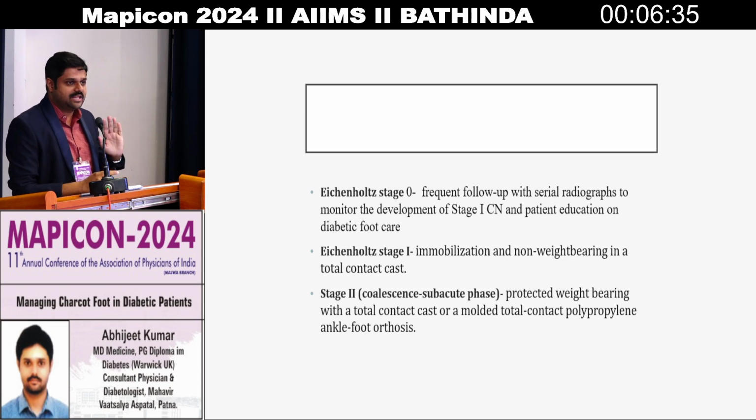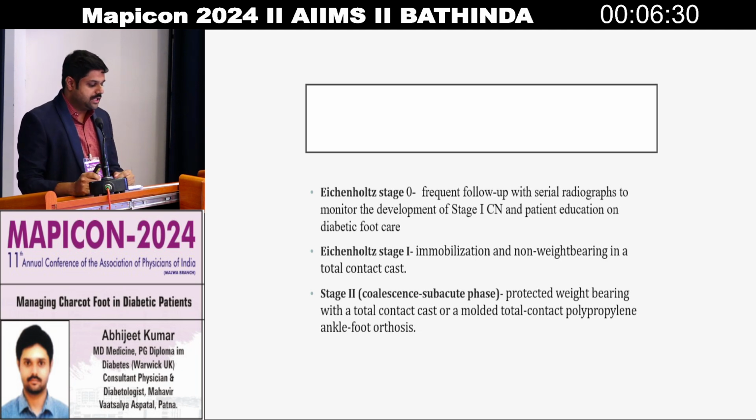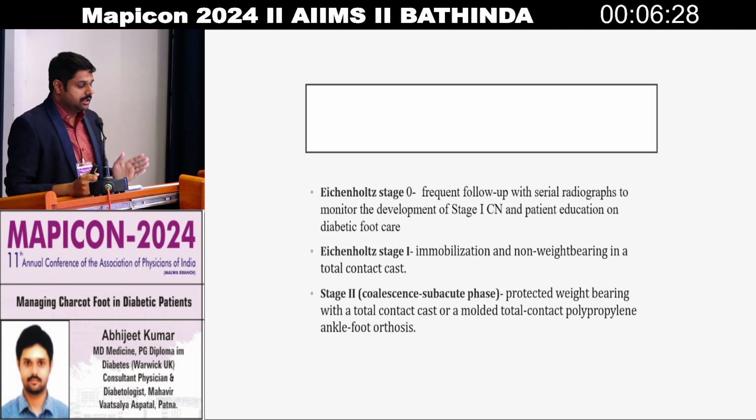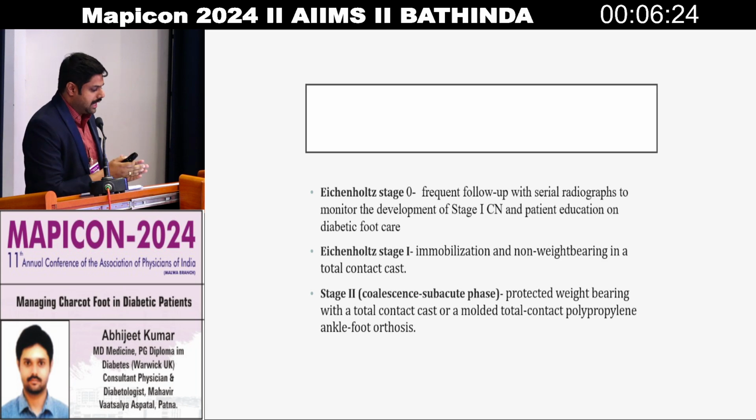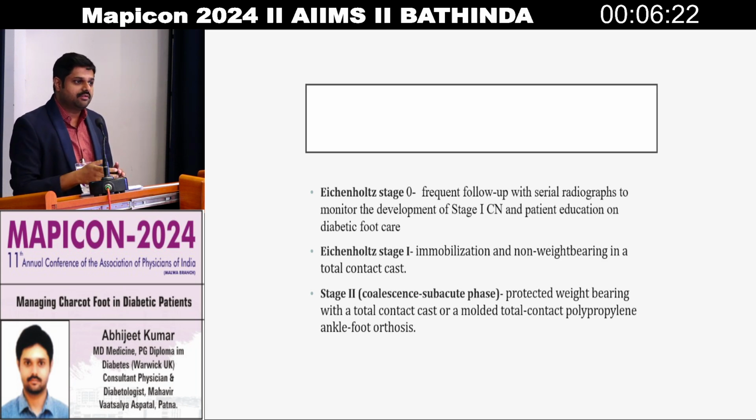So in stage 0, you don't need to do anything. You just need to monitor the patient. You need to counsel them about the need for monitoring and frequent follow-ups. You need to do serial radiographs to look out for the development of stage 1 Charcot neuropathy.